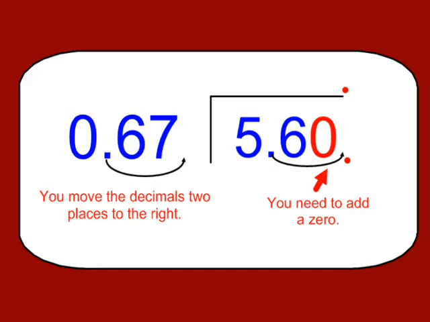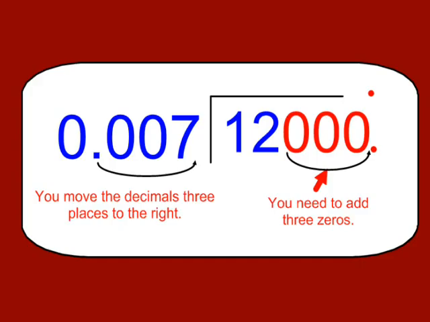So, just remember, when you have a decimal divisor, you want to make that into a whole number. Now in this example, we need to move the decimal 2 places, which means you need to move that decimal 2 places in your dividend as well. And in this case, we needed to add a 0 when we did that. In this example, our divisor, 7 thousandths, in order to make it a whole number, we needed to move that decimal spot 3 places, and we also need to move the decimal 3 places in our dividend. And we had to add 3 zeros in this case.